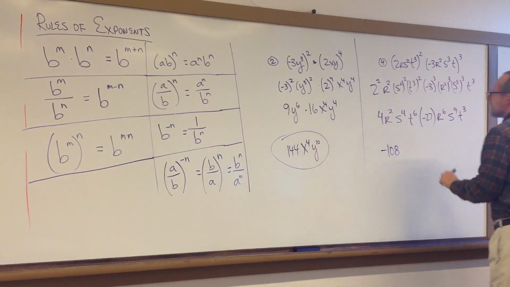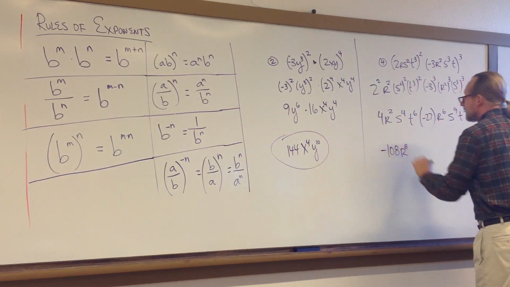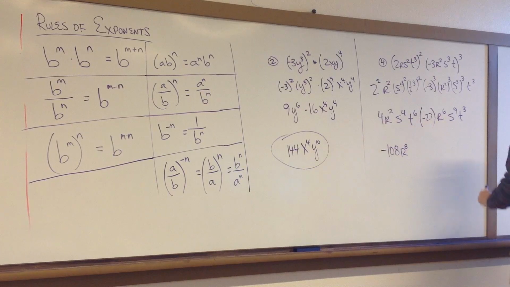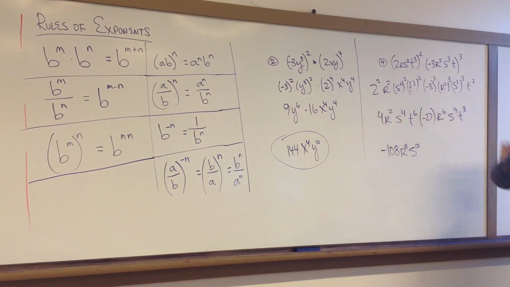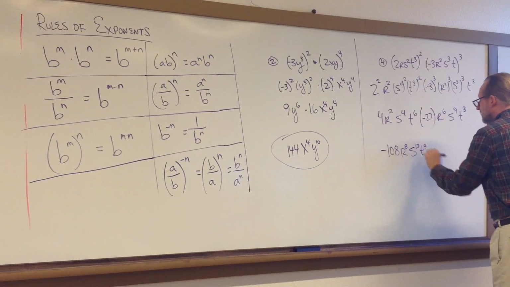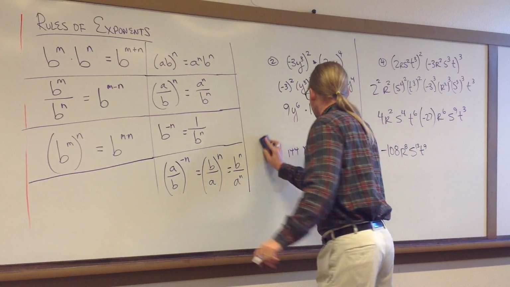Let's see. R squared times r to the 6th, r to the 8th power. S to the 4th, s to the 9th, s to the 13th. T to the 6th times t to the 3rd makes t to the 9th. Okay.